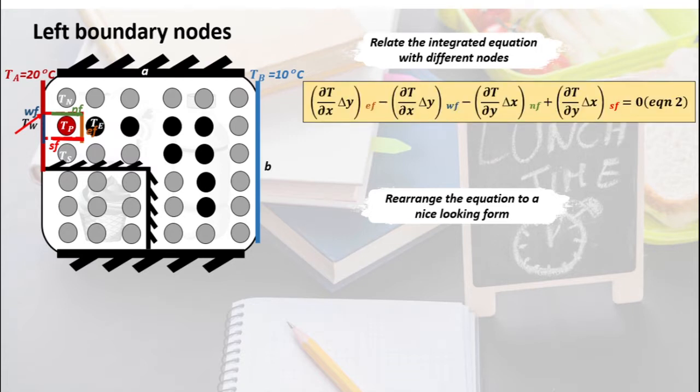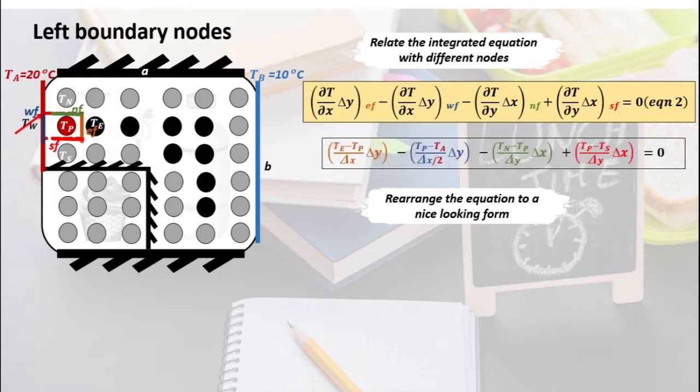So now if we look at our equation 2, in this case, if we relate this equation with this current node, the second term, which is the west face, slightly changed a little bit because instead of using the TW, we're actually using TA to describe the temperature difference for the west face, right? We use TP minus TA over half of the distance of delta X, because the distance between two nodes is delta X, right? So half of it is delta X over 2. And the rest of the equation stays the same.